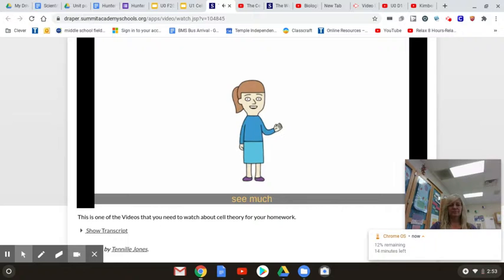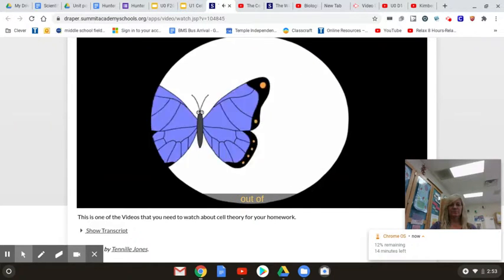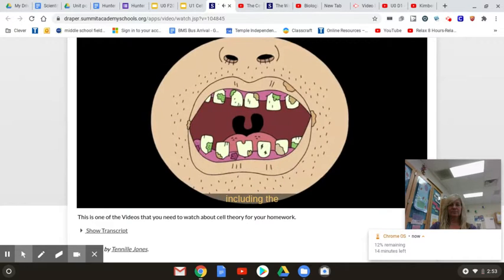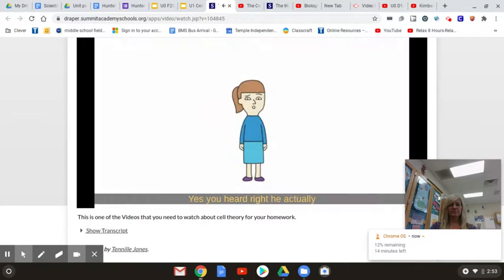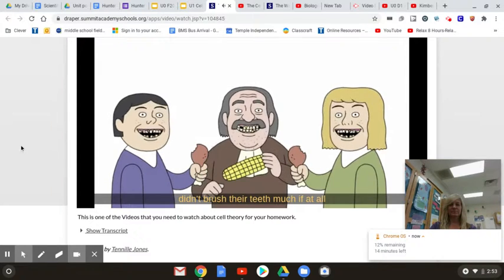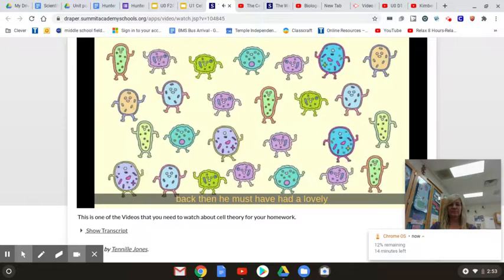Anywho, once Leeuwenhoek had his microscope ready, he went to town looking at anything and everything he could with them, including the gunk on his teeth. Yes, you heard right. He actually discovered bacteria by looking at dental scrapings, which, when you keep in mind that people didn't brush their teeth much, if at all, back then, he must have had a lovely bunch of bacteria to look at.